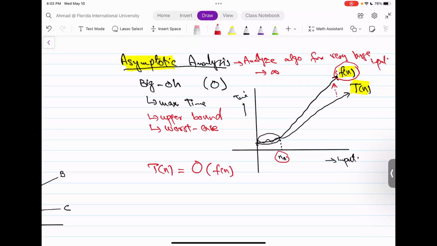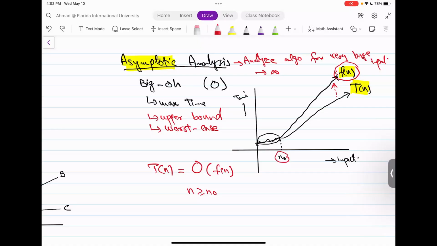And we can say that after some input n naught, this input n should be greater than or equal to n naught. I'm going to talk about this region now, and I'm going to ignore this other region. We do not need this region. So for the input after n naught, this function could be like this, right?